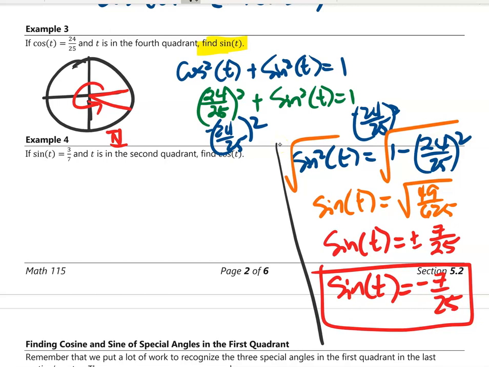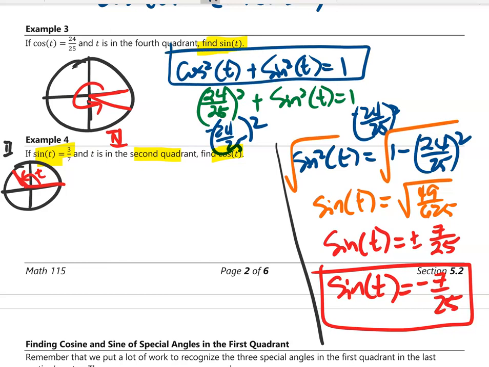Alright, example 4. If sine of t is equal to 3/7 and t is in the second quadrant, find cosine of t. So this time it's in the second quadrant. So we want to find cosine of t. So let's say this is your angle t. Let's use again a Pythagorean identity. Cosine squared t plus sine squared t is equal to 1.